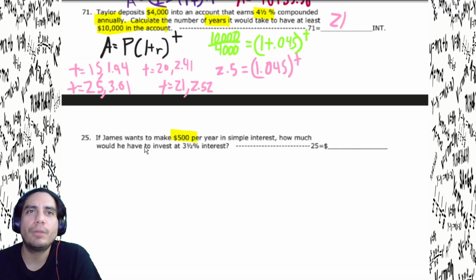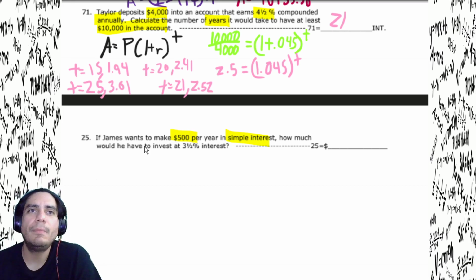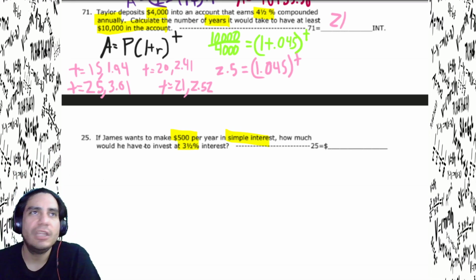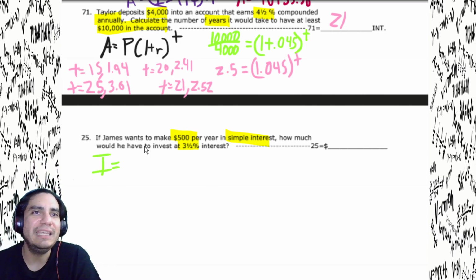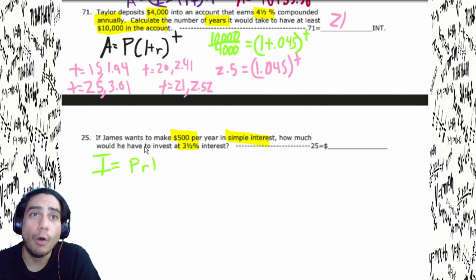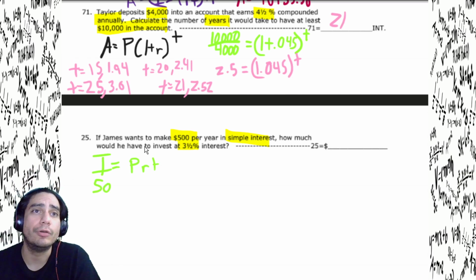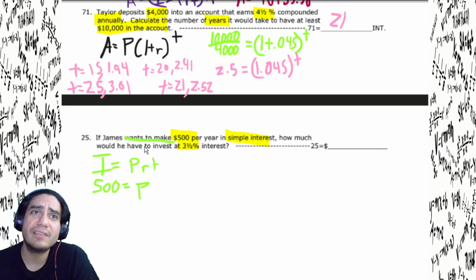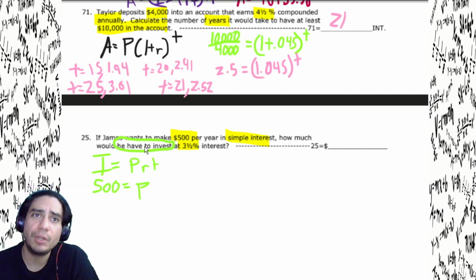Jamie wants to make $500 per year in simple interest. How much would he have to invest at 3.5%? Easy work. Simple interest. I equals PRT. We already know how much we want to make a year. We want to make 500. We don't know the principal. How much would we have to invest? We're going to figure it out.